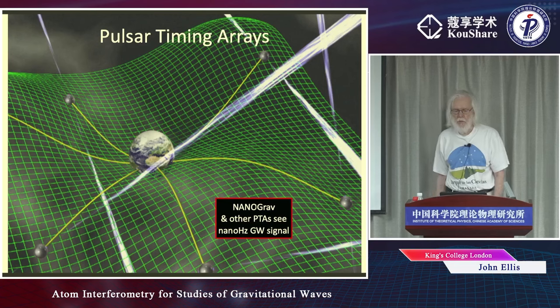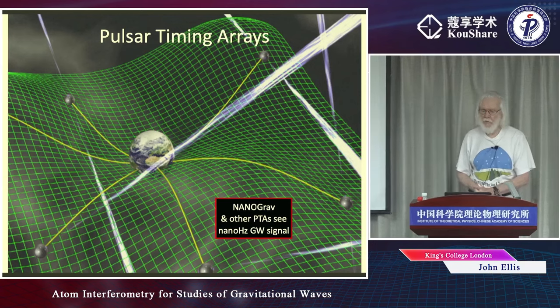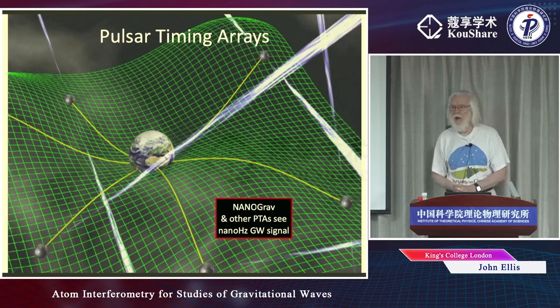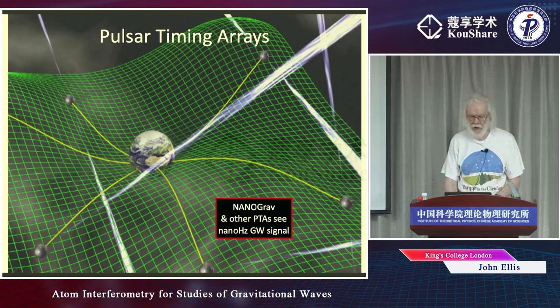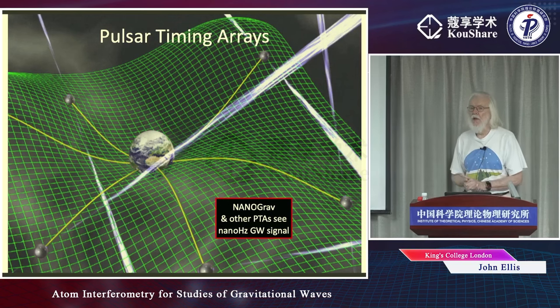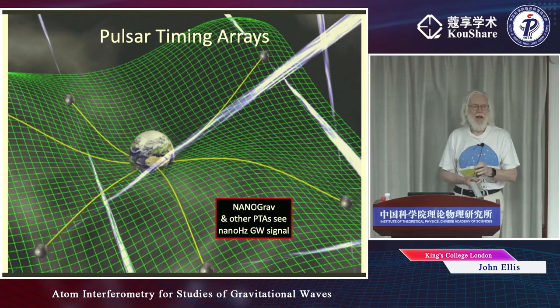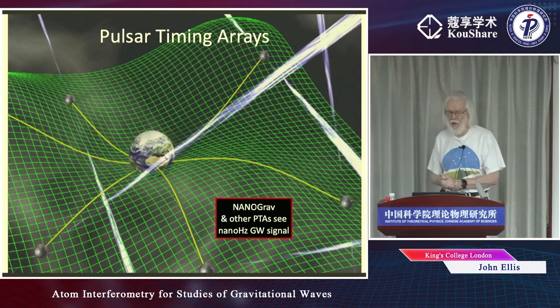Okay, so the final part of the talk, I'm going to come back to pulsar timing arrays. As you know, a couple of weeks ago, NANOGrav and other observers of pulsar timing arrays reported a nanohertz gravitational wave signal. So the principle here is that pulsars emit pulses extremely regularly, but if a gravitational wave passes by, then it can disturb the arrival time of those pulses, and typical sensitivity is in the nanohertz range.